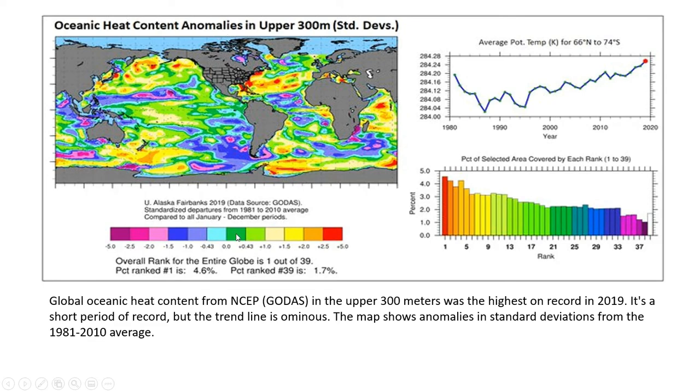The green through the yellows, orange, and red shows that it is warmer than usual. The gray blue into the purple is cooler than usual. Where do we see that is cooler than usual?